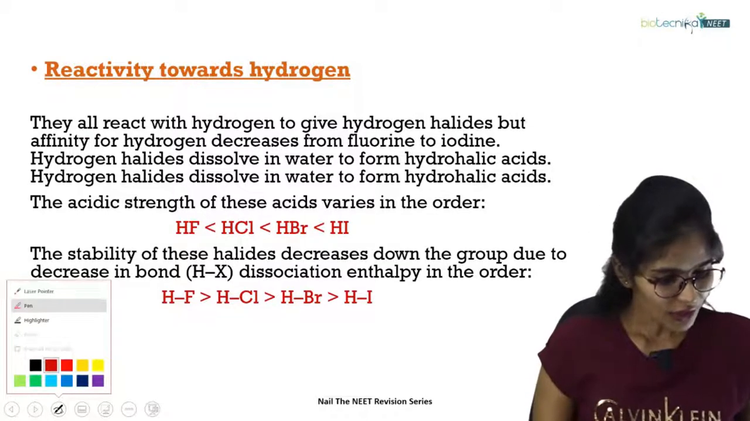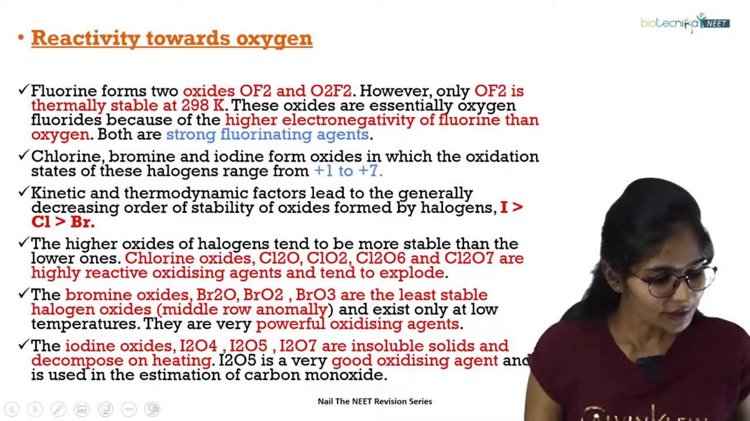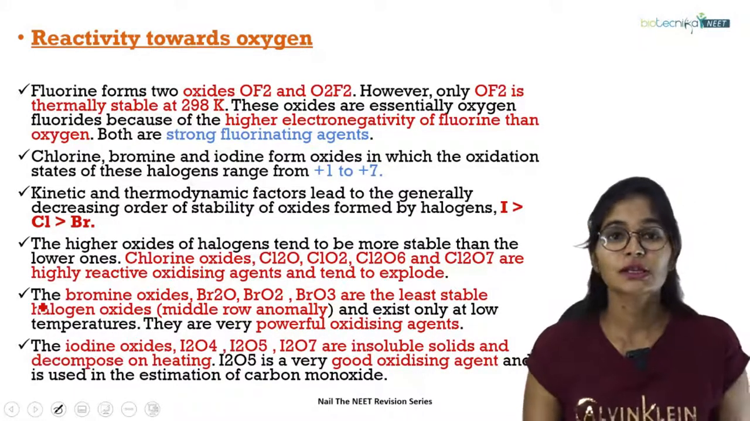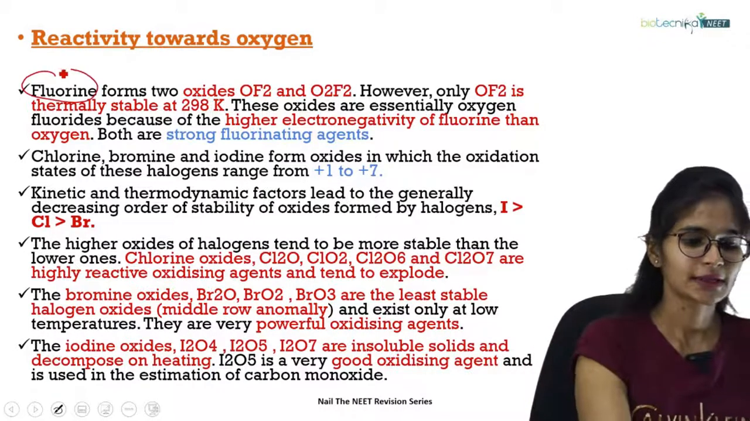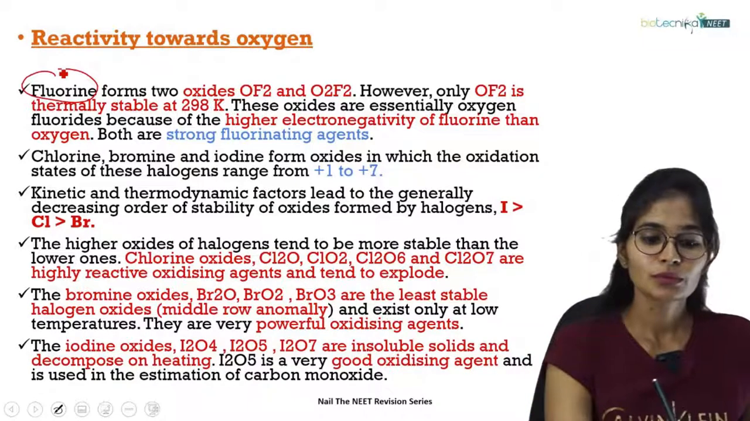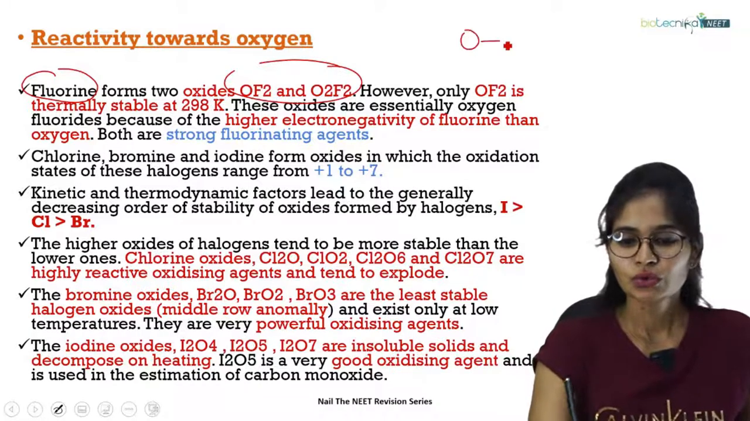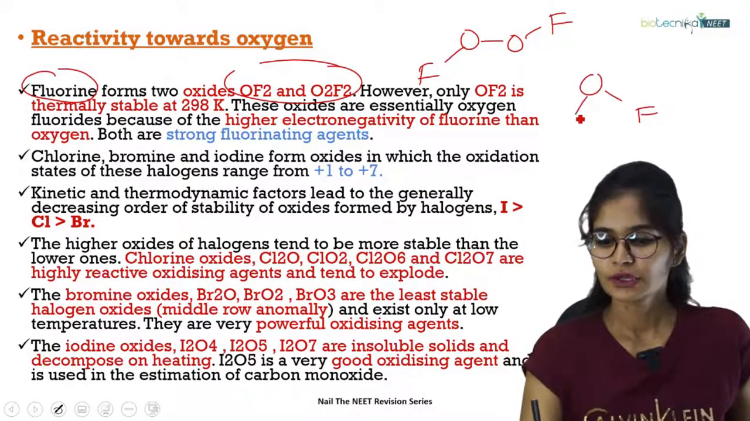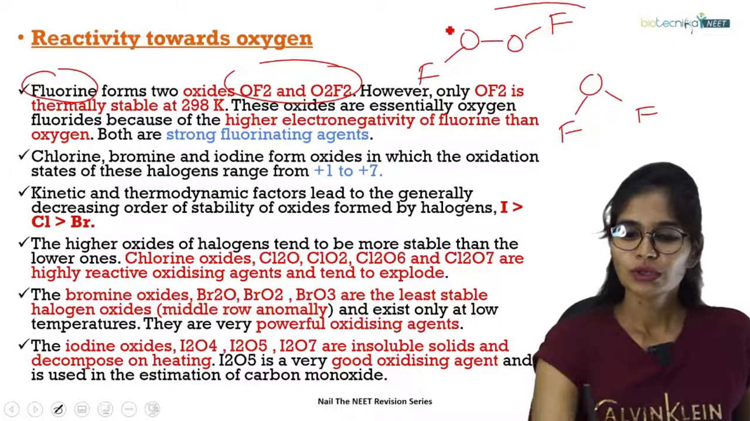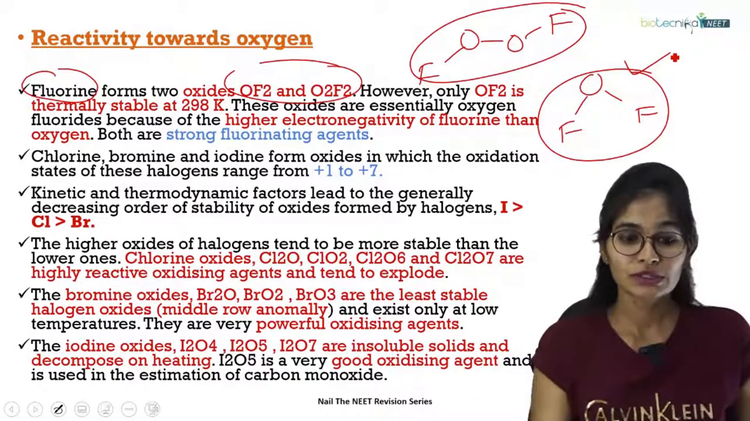All right, now coming to the next part, which is reactivity towards oxygen. How well the halogens react with oxygen and what they are able to form. Firstly, fluorine will react with oxygen and form two oxides, one is OF2 and another one is O2F2. This is O2F2 and the next one is OF2.